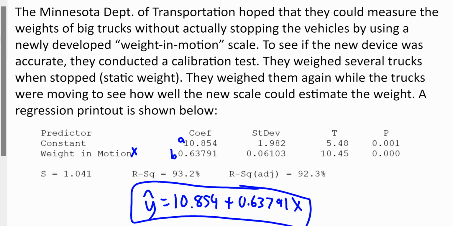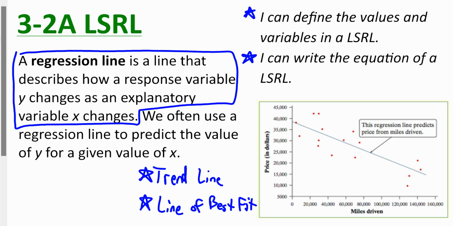So that's the third and last way that we're going to talk about finding the least squares regression line. But that is our goal. Our goal is to be able to write the equation of a least squares regression line and also define the values and variables in it. So that's section 3.2a. We'll see you next time.